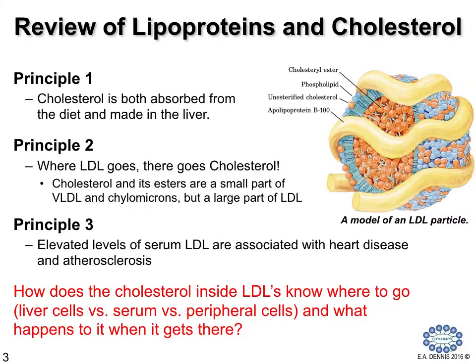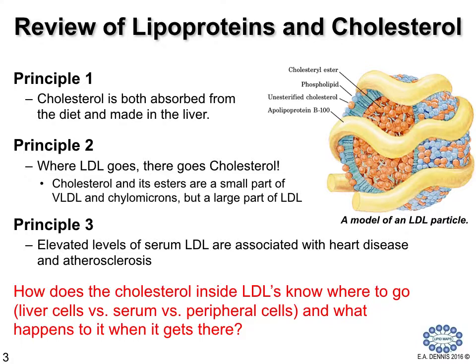In part A, I introduced the general model of lipoproteins, and here is a picture of a typical LDL particle. There are three important principles. First, cholesterol has two sources. It's both absorbed from the diet and it is made in the liver. The second principle is that wherever LDL goes, so goes cholesterol.